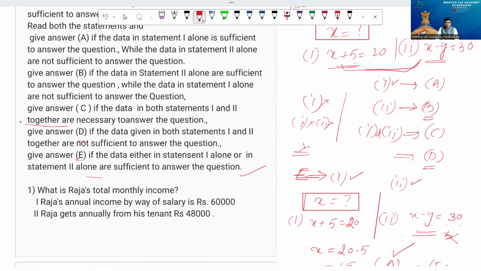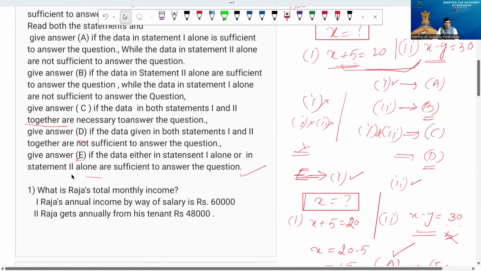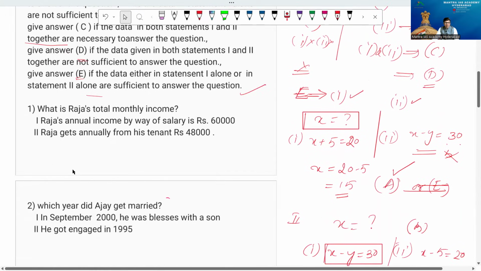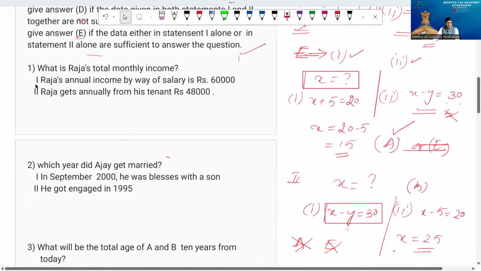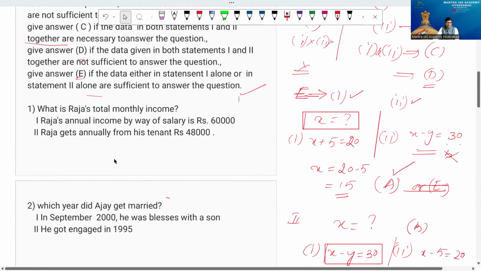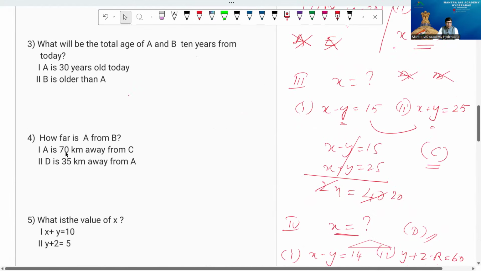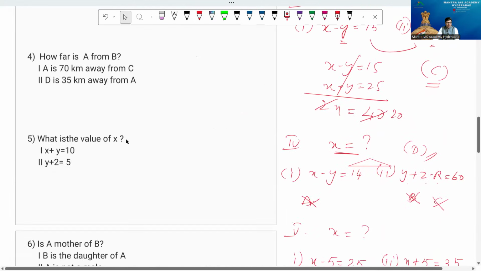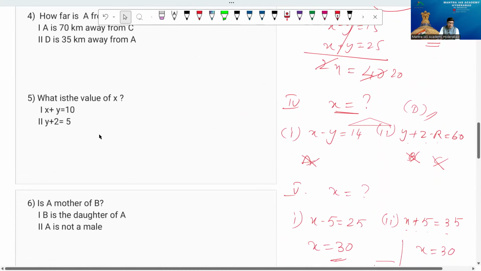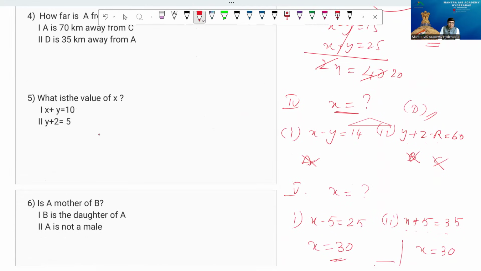So this is the story here. Come to the point of our question paper now. Please observe this. I'll just do one thing. First question is this, second question is this. Now the third one is: what will be the total age of A and B 10 years from today? How far is A from B? What's the value of X? Okay, I'll start with question number 5 because you have already observed this type of question.